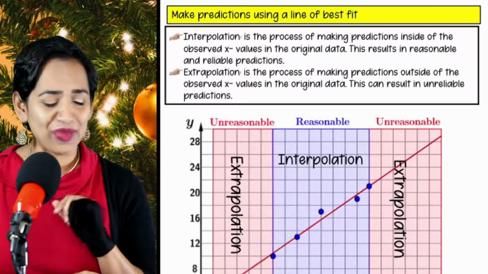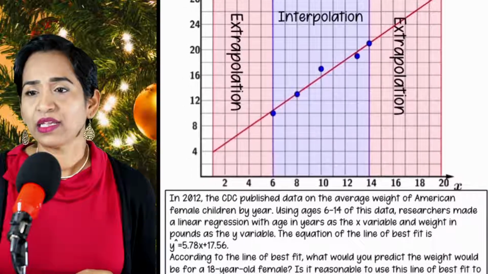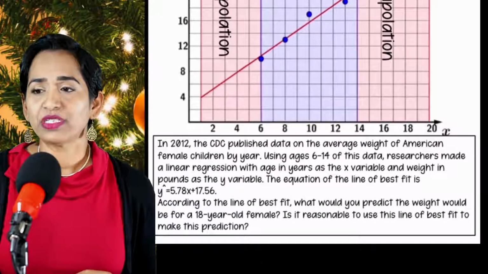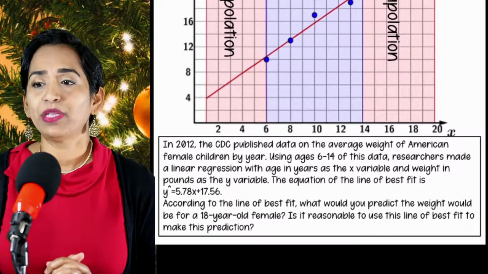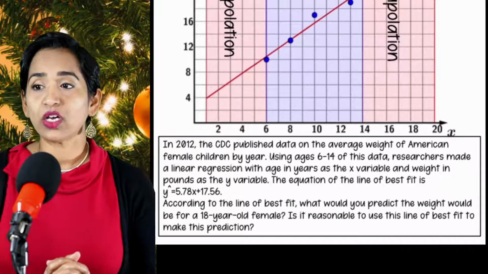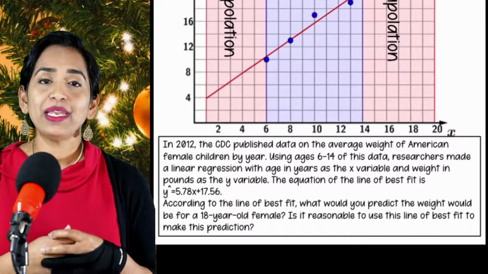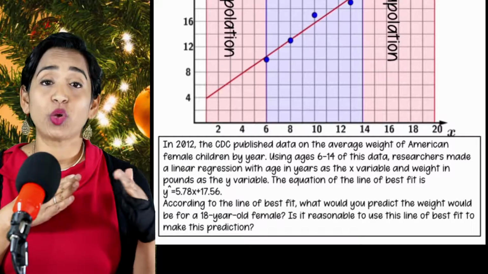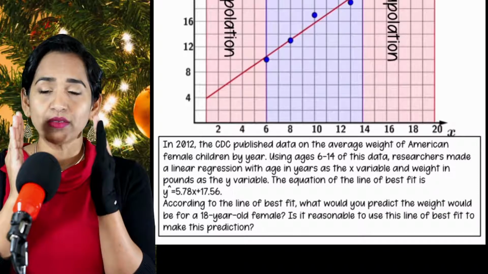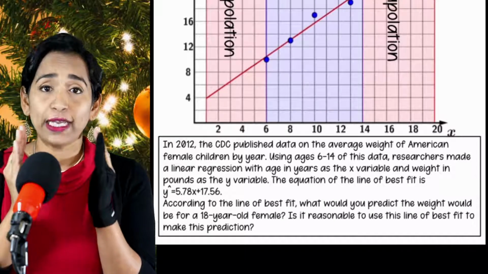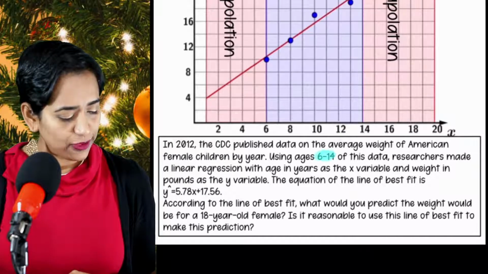I know none of this is making sense, but let's go ahead and take a look. I promise it will all make sense. Let's take a look at the example here first. I want you to read the example. In 2012, the CDC published data on the average weight of American female children by age. They only used ages 6 to 14. So my observed values here are only between 6 and 14.